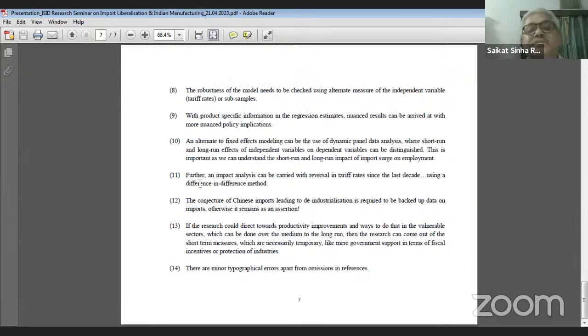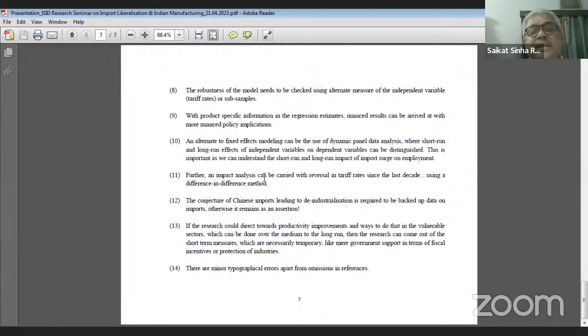An alternate to fixed effects modeling can be the use of dynamic panel data analysis, where short-run and long-run effects of independent variables on dependent variables can be distinguished. And Rama, in fact, started with the short-run and the long-run. And 40 years, from the mid-80s, is a long enough period to talk about the short-run and the long-run. This is important as we can understand the short-run and long-run impact of import surge on employment.